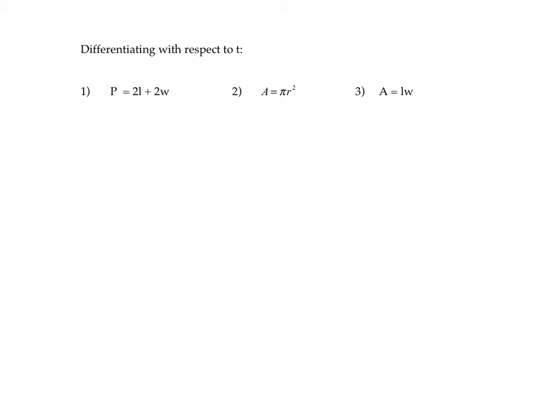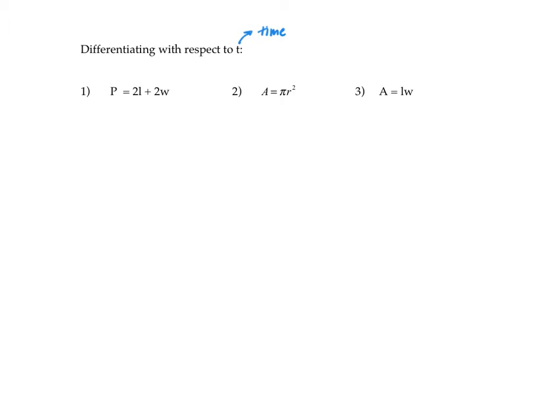Okay, so first of all, before we get into any of the applications, we want to differentiate each of these equations with respect to t, time. So what we're looking at when we're discussing related rates is how quantities change with respect to time. So for instance, that first equation hopefully looks familiar to you. P equals 2L plus 2W. That's the equation for the perimeter of a rectangle.